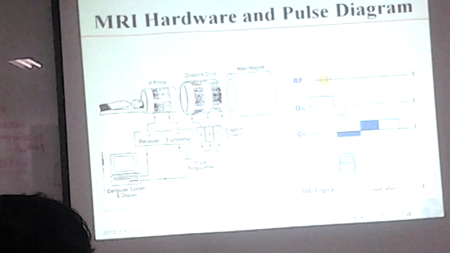So this is familiar, the RF probe and gradient coils. Today we will talk about the signals of the RF probe and gradient coils. And this is an example of a pulse diagram. This is the RF pulse, and the three waveforms indicate the gradient pulses.